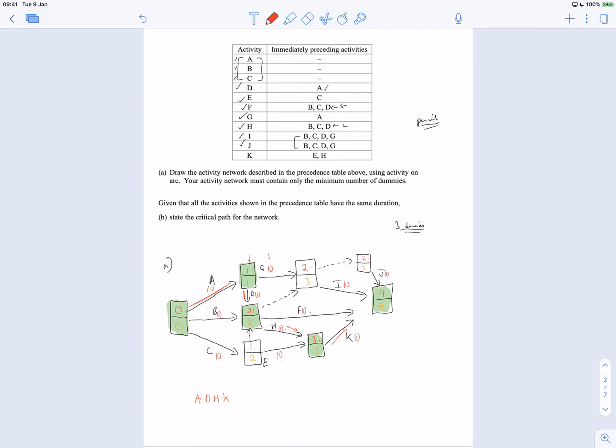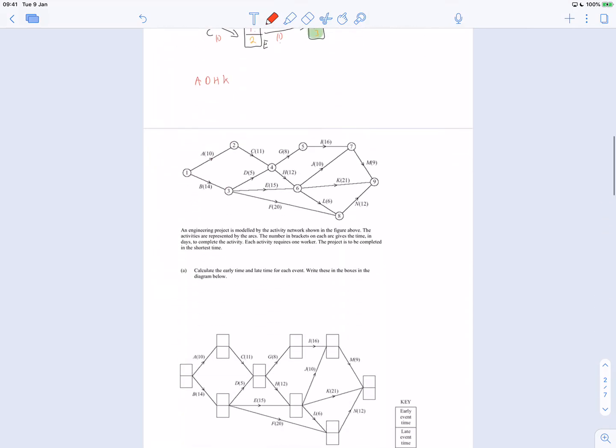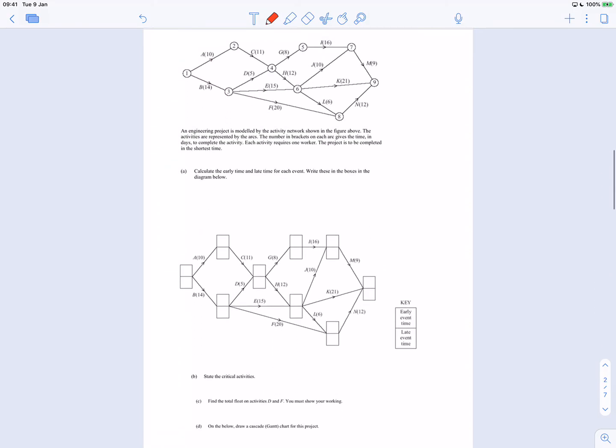That's assuming that every activity is the same duration. It wouldn't be the same if they were different durations. Yeah, quite a tricky question. Right, so for this one you might want to pause the video, enlarge it maybe, see what's going on.